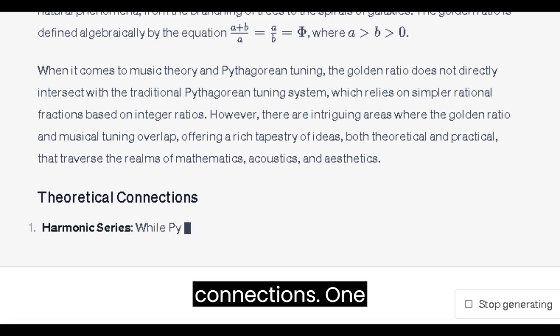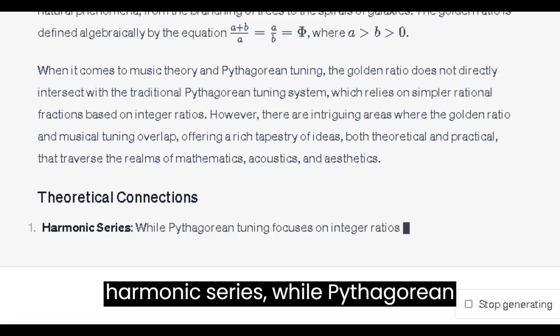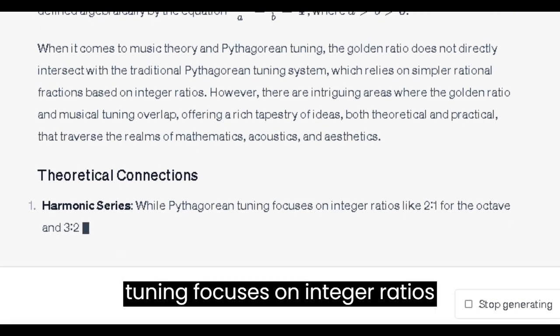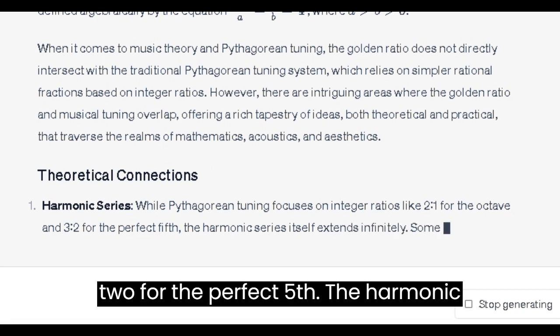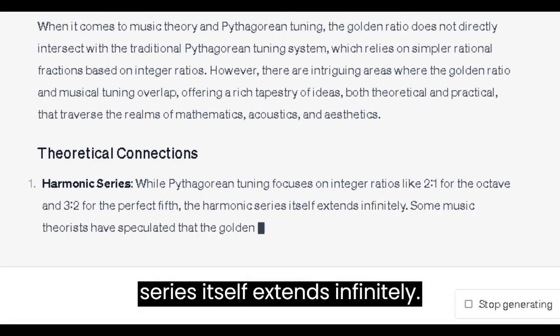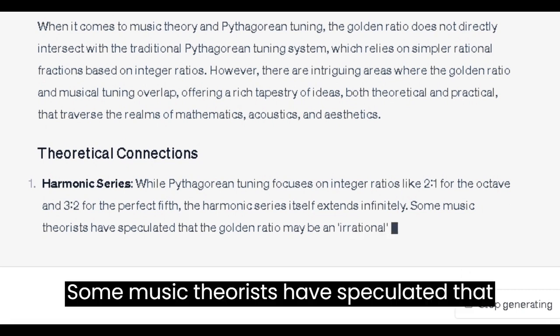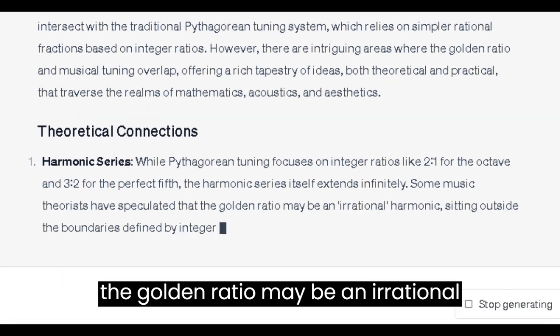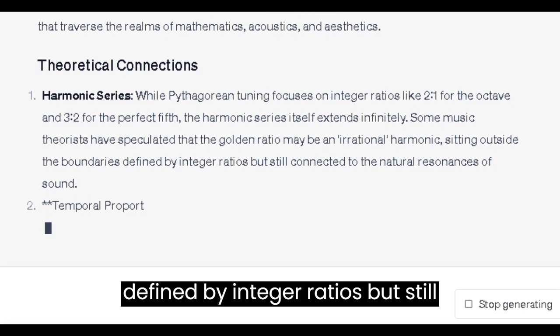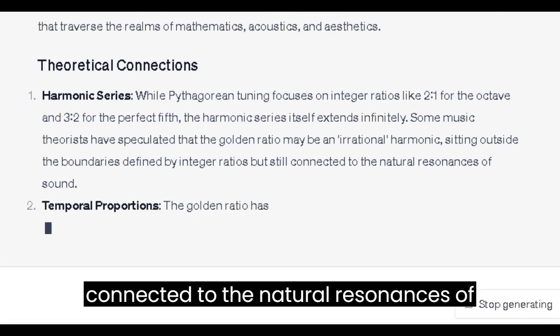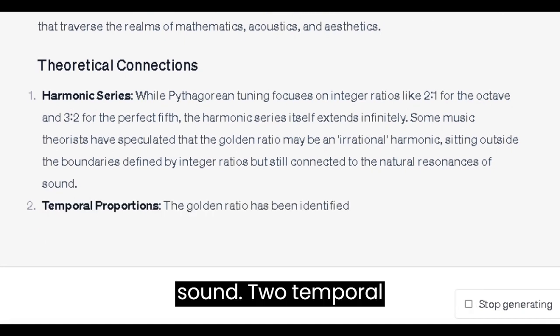Theoretical connections. 1. Harmonic series. While Pythagorean tuning focuses on integer ratios like 2 to 1 for the octave and 3 to 2 for the perfect fifth, the harmonic series itself extends infinitely. Some music theorists have speculated that the golden ratio may be an irrational harmonic, sitting outside the boundaries defined by integer ratios but still connected to the natural resonances of sound.